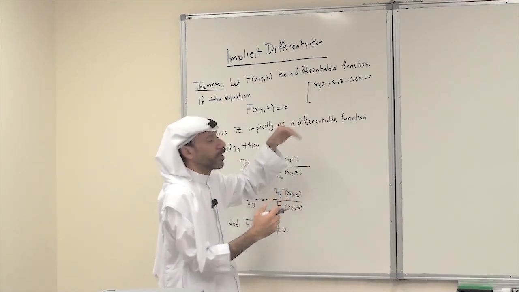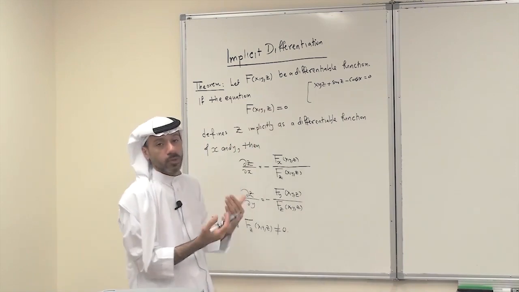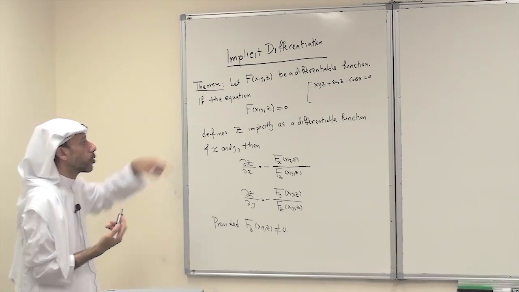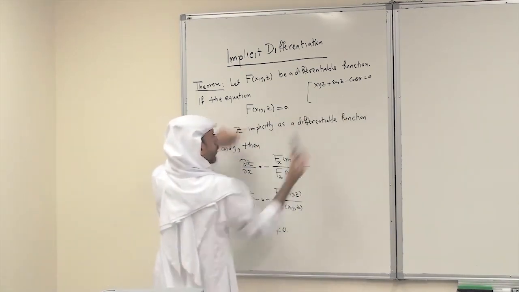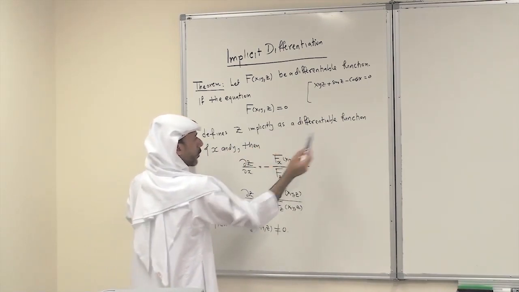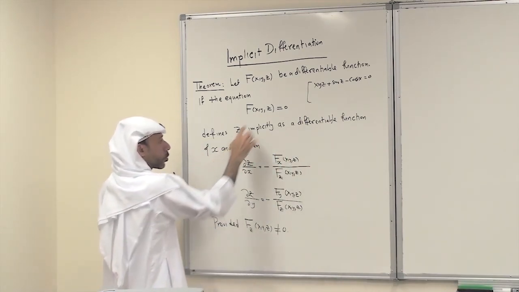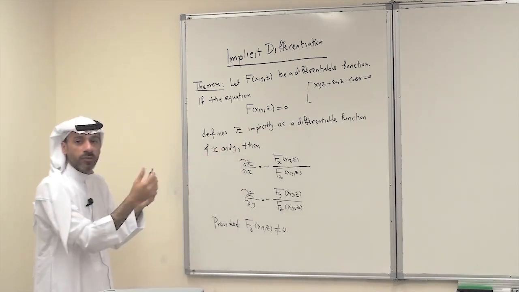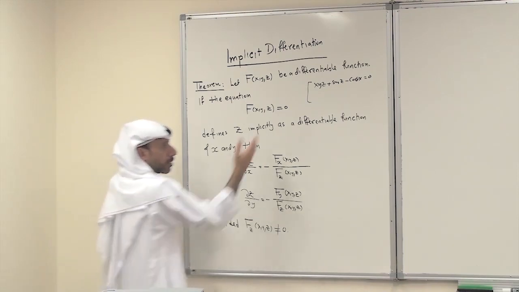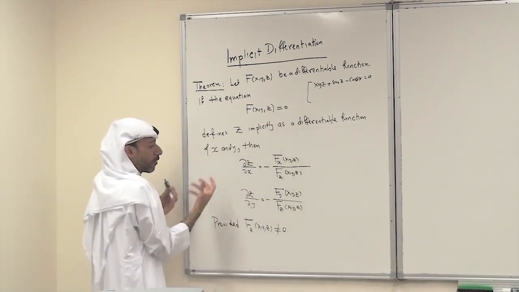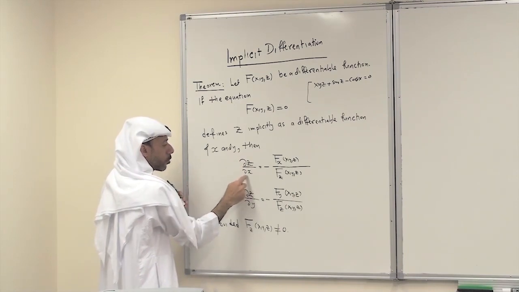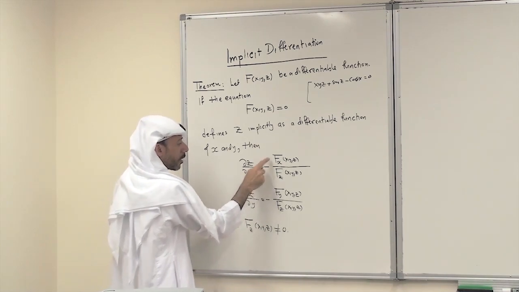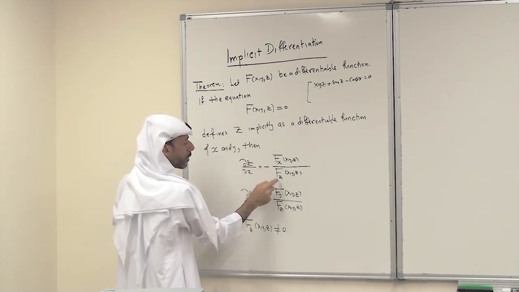Then how can we find the derivative of z with respect to x and with respect to y? This theorem will tell us how, by a formula. So if the equation defines z implicitly as a differentiable function of x and y, but we don't know exactly the expression of z in terms of x and y, then we have a formula for the partial derivative of z with respect to x and with respect to y. It equals minus F sub x over F sub z.